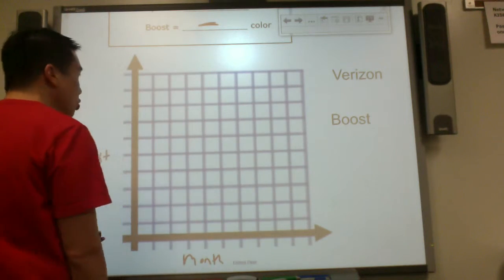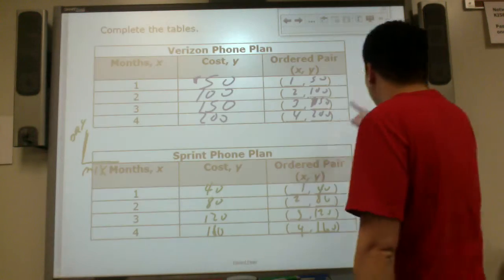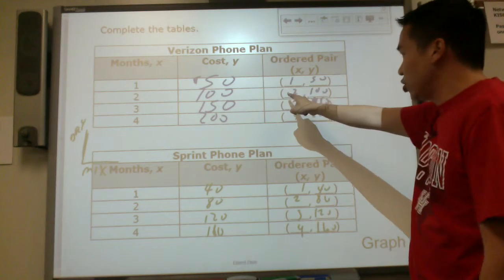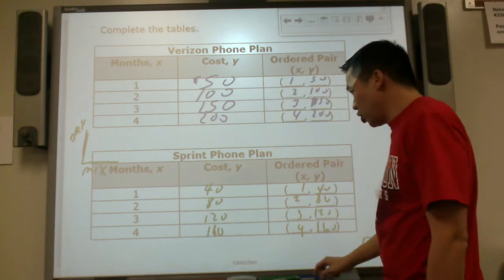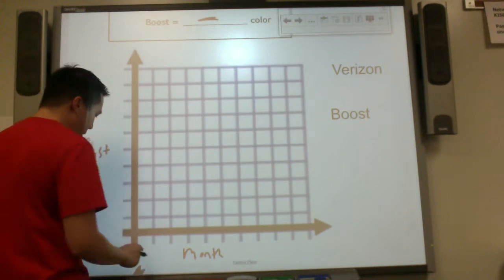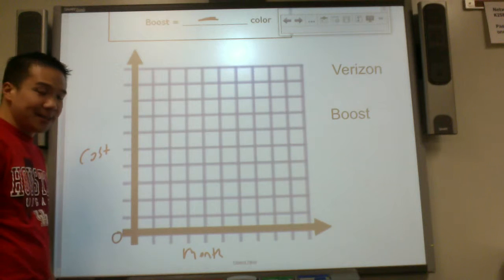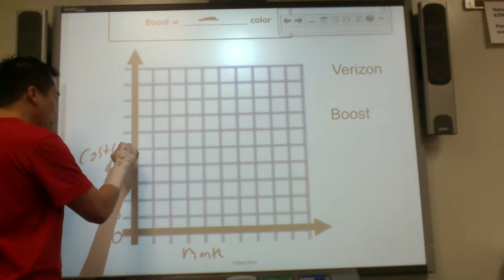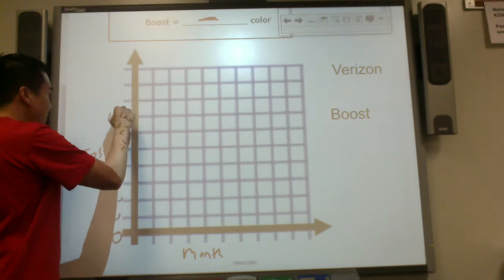So let's go back to Verizon. Verizon costs 1 month 50, 2 months 100. So let's go back to this graph. What do we like to count this by? If this is 0, do we like to count by tens? I'm going to count by 20s. 20, 40, 60, 80, 100. Interval by 20s.